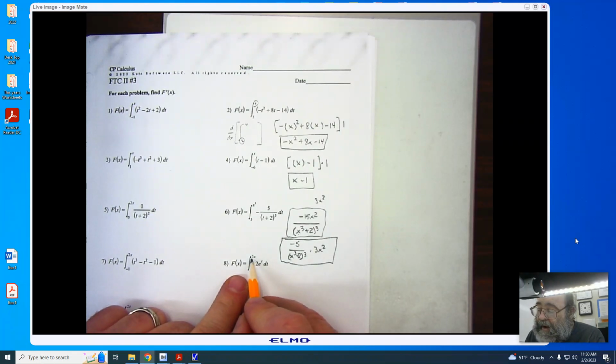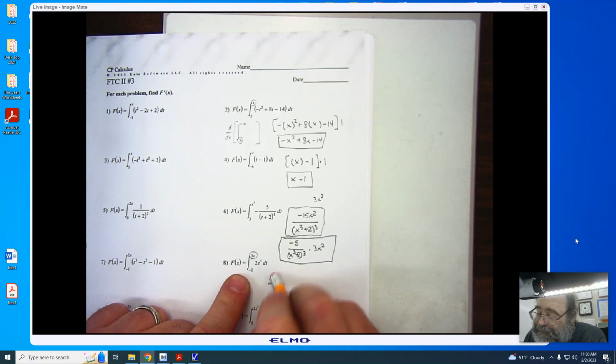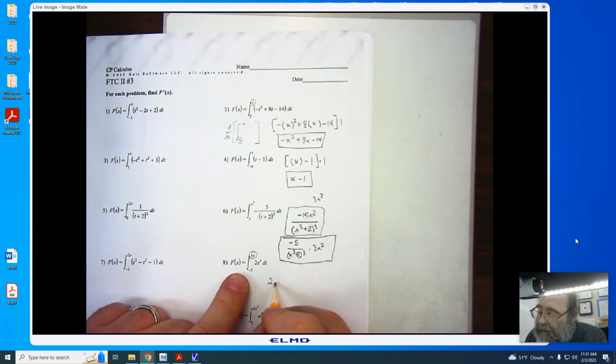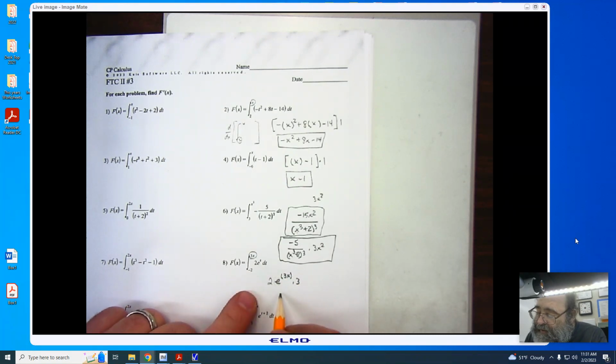We can clearly see we have a 3x up here. So we're looking at 2 times e to the 3x. Try that again. E to the 3x times 3. And I'm going to simplify that to 6e to the 3x as my answer.